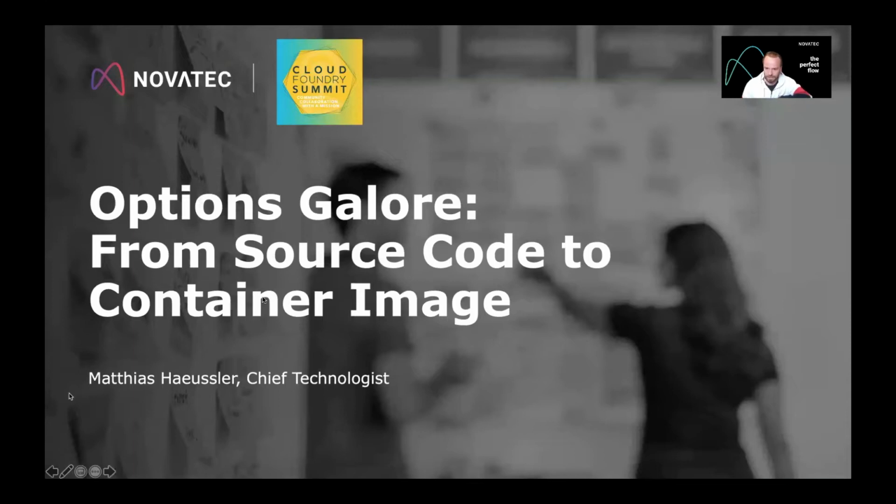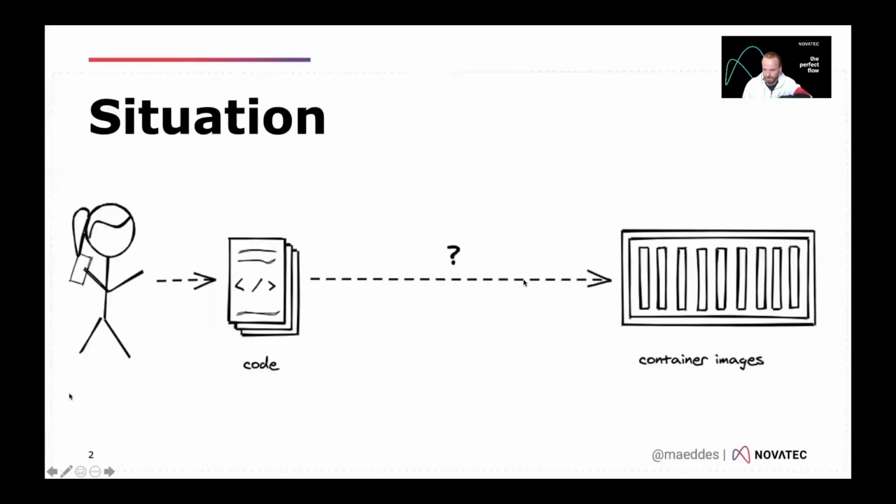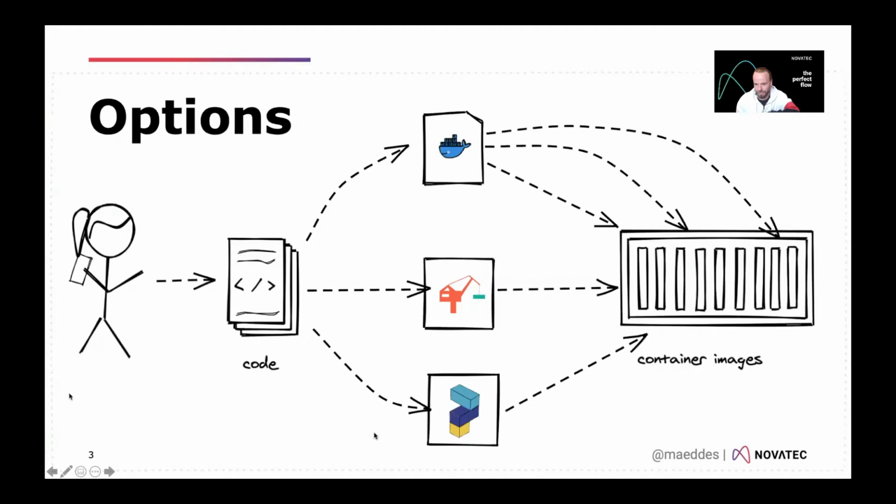So yeah, as I said, this is about various options in a situation a lot of us will know from the development world: how to get from your source code to a container image. Now, as this might sound straightforward, some of you might not be aware that there are a couple of different options to do so. And today we're going to look at some of them and I'll give a few details about it.